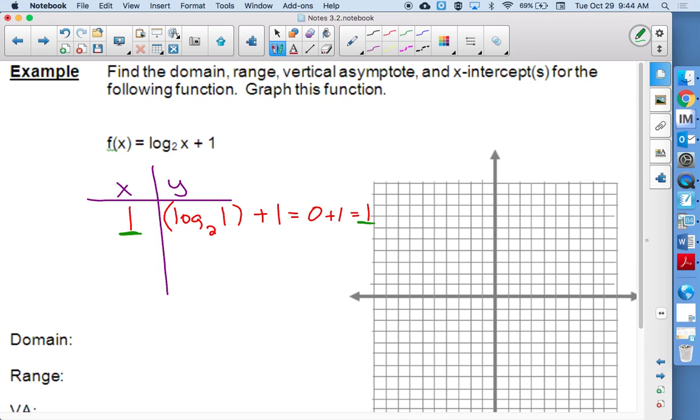Okay, looking at my second property. If the base and my number are the same, that would be property number 2. So if I have a base of 2, what number do I want to make for x? 2. So log base 2 of 2. Log base 2 of 2 is equal to 1 from the property, and then I'm also adding a 1. So I have the point 1, 1, and I also have the point 2, 2.